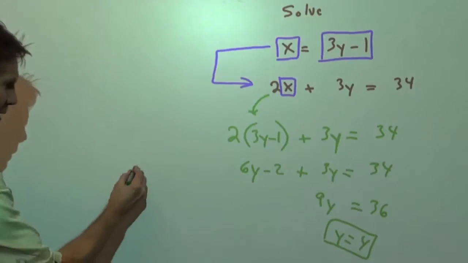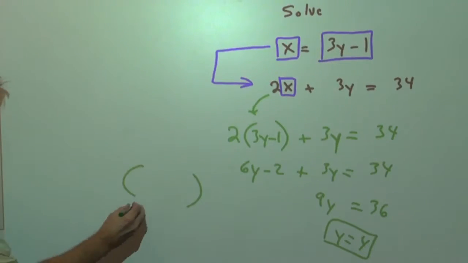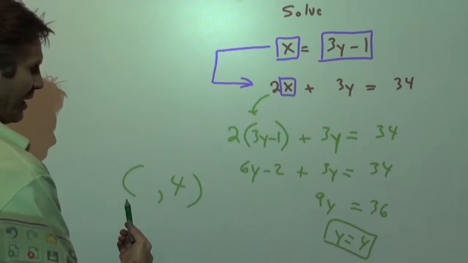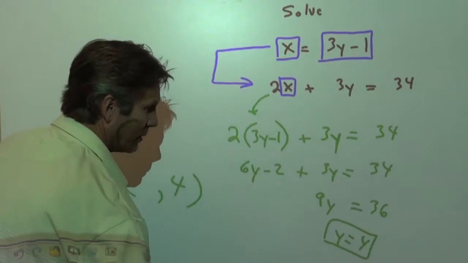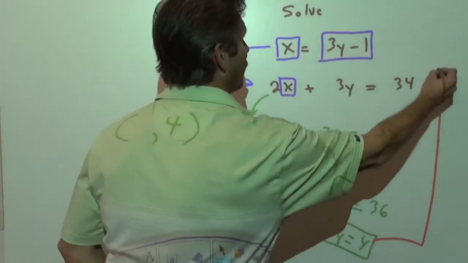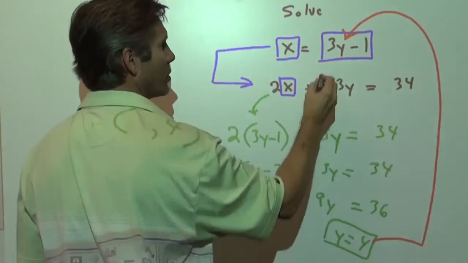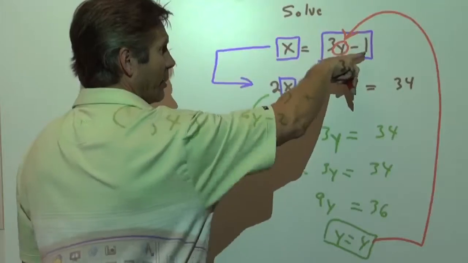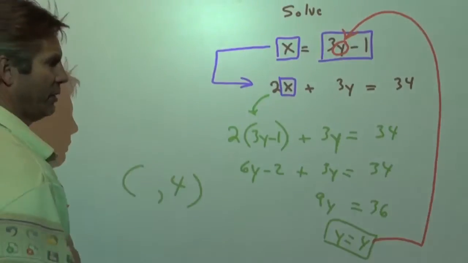We're halfway there. We know that the ordered pair solution must have as its y coordinate the number 4. Now, what is x going to be? Easiest thing to do, take this value and substitute back in for y in this original equation, because as soon as we evaluate that expression, we'll know the value of x.